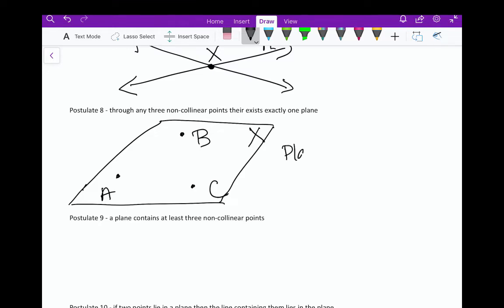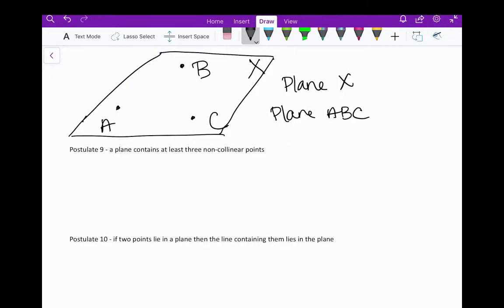So we could call this plane X, or we could call this plane ABC, using the 3 non-collinear points. Postulate 9: a plane contains at least 3 non-collinear points. So here I have a plane. We'll call this plane A. And within this plane, I have 3 non-collinear points.